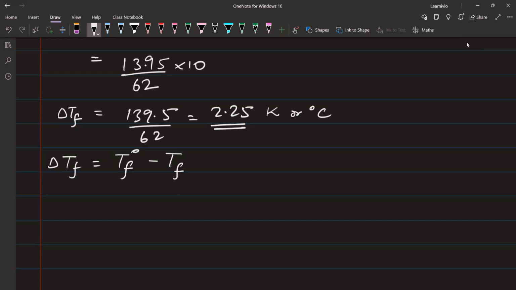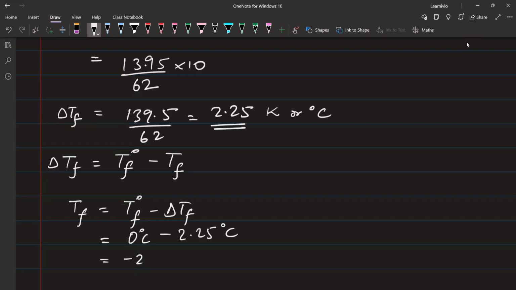So what I need to calculate is delta T naught F. I will send this over here. So TF will be equal to T naught F minus delta TF, which is 0 degrees Celsius minus 2.25 degrees Celsius. If I want to calculate in degrees Celsius, this will be equal to minus 2.25 degrees Celsius. So this is the freezing point of the solvent. Oh, sorry, the freezing point of the solution. Please copy this down.